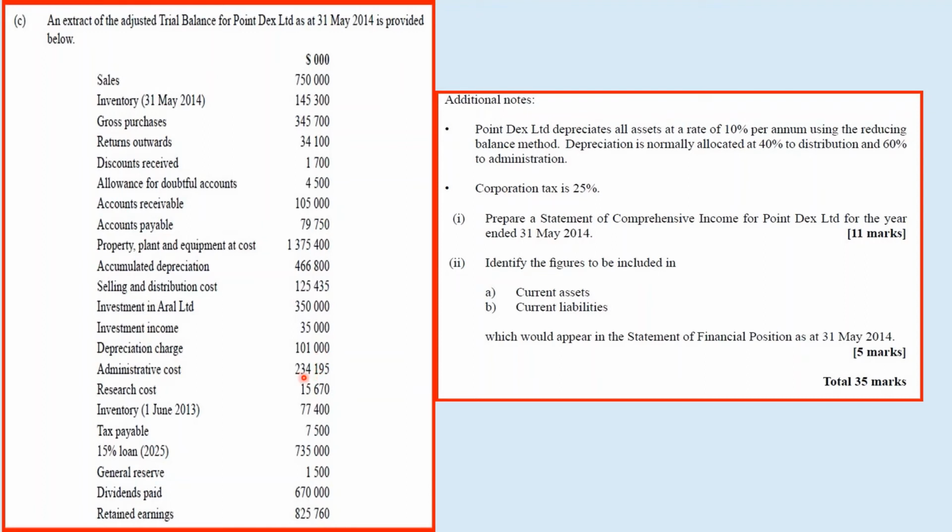And also we are seeing a loan here of 735,000, a 15% loan, but there is no interest given on the loan. In fact, there are no financial expenses. So we will have to assume in this problem that the interest on the loan has not been paid yet. Okay, let's move on next to the workings.